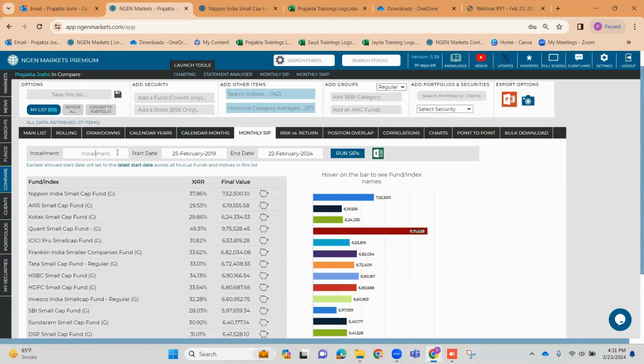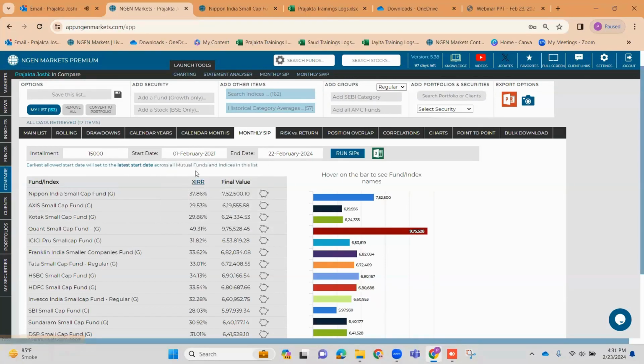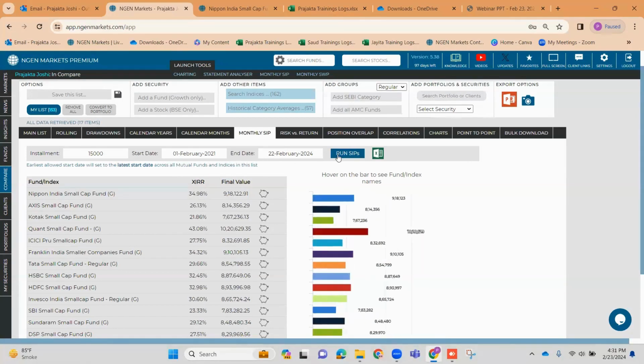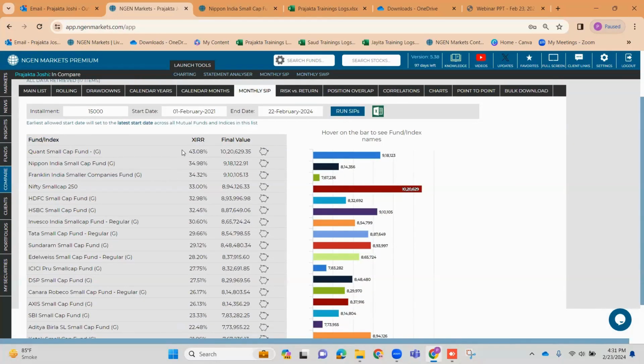You put in an installment amount. So let's say it's 15,000 invested monthly. Again, let's say for a period of 3 years, let's keep that consistent in this analysis. So 1st February 2021 to 22nd February 2024, and you click on Run SIP. Let's sort this in descending order, meaning highest to lowest XIRRs. Of course, because it's an XIRR, the highest return in this case is generated by quant small cap, and that is exactly what is visible here, right? So on the extreme aggressive side, the best return is, of course, given by the quant small cap fund. The corpus, with 15,000 invested every single month, becomes 10 lakh 20,000 rupees.